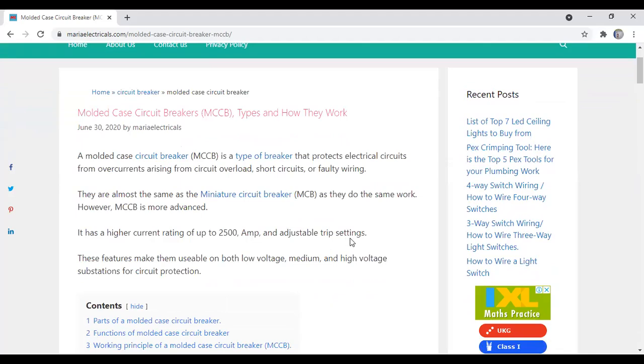What do you mean by trip settings? Suppose we are setting the current to 2500 ampere. Up to 2500 ampere, MCCB will not open, will not trip. MCCB will not open up to 2500 ampere. After 2500 ampere, MCCB will trip.